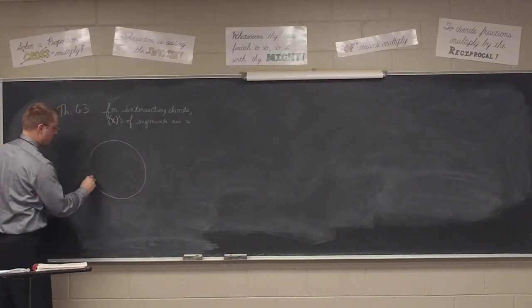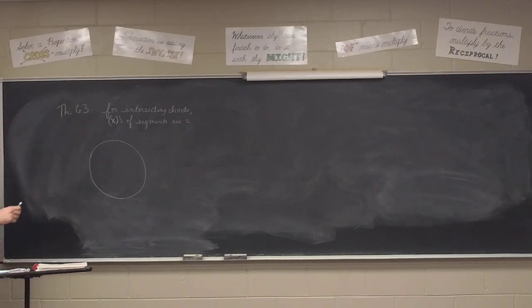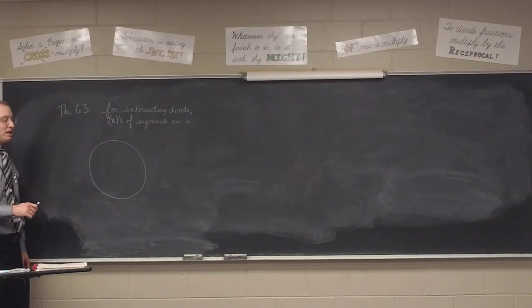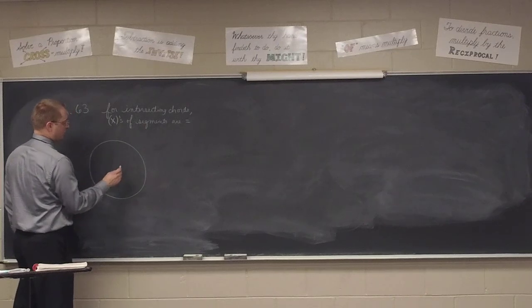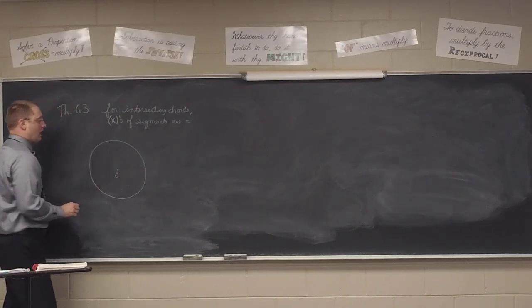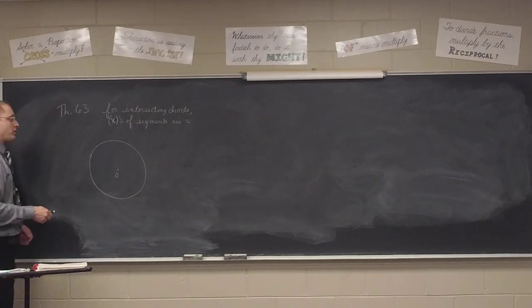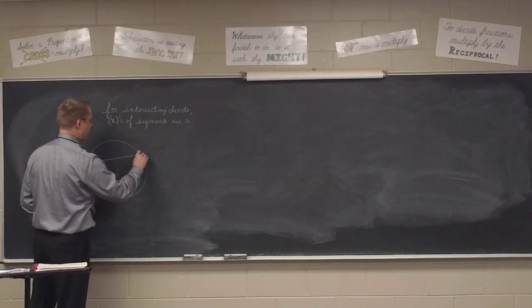and draw a circle or something that is somewhat circular. If you're OCD, you can use a compass. If you're lazy like me, you don't. Let's go ahead and name our circle Circle O. And draw any two chords so that they intersect. Pick one chord, let's call it AB.